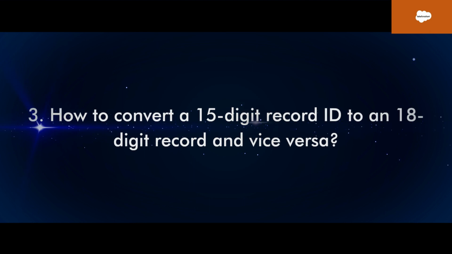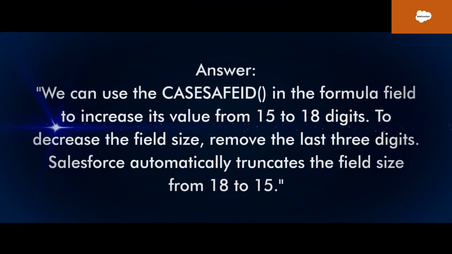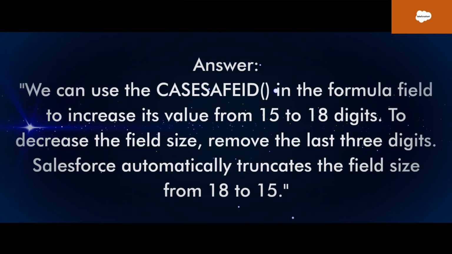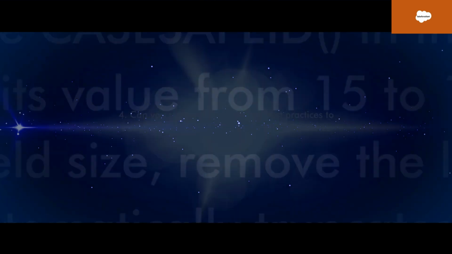3. How to convert a 15-digit record ID to an 18-digit record and vice versa. Answer. We can use the CASESAFEID in the formula field to increase its value from 15 to 18 digits. To decrease the field size, remove the last 3 digits. Salesforce automatically truncates the field size from 18 to 15.